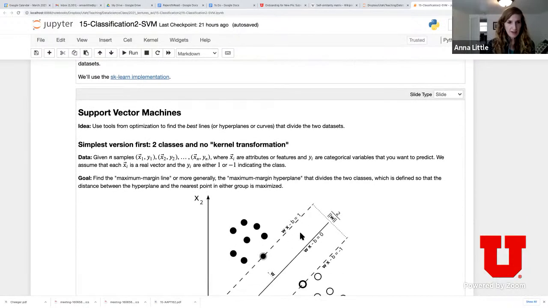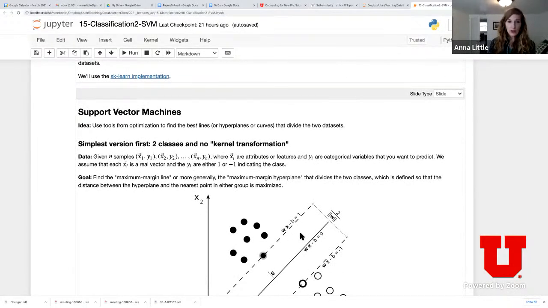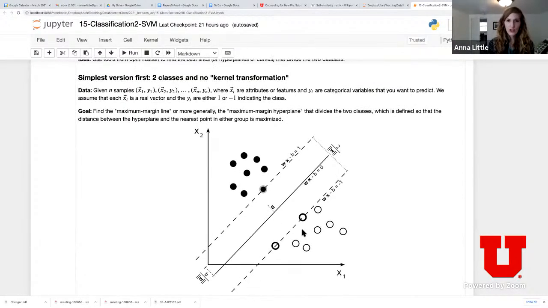The idea of support vector machines is to use tools from optimization to find the best lines, or more generally, in higher dimensions, hyperplanes, or if we're using a certain kernel version, these planes can become curves that divide the two data sets. So we'll start off thinking about the simplest version, which is two classes, the binary case, with no kernel transformation, sometimes called a linear kernel.